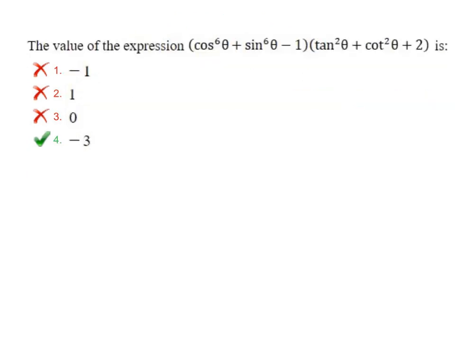Now see, tan square θ plus cot square θ plus 2. Look at the second part of this expression. You can write it as 1 plus tan square θ, that is secant square θ, plus 1 plus cot square θ, that is cosecant square θ. And remember, cosecant square θ plus secant square θ is nothing but secant square θ into cosecant square θ. This plus becomes into. How is it?